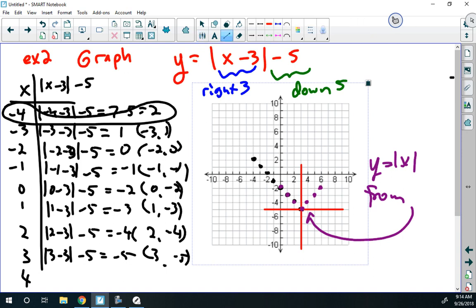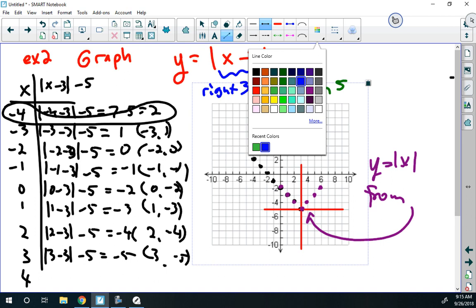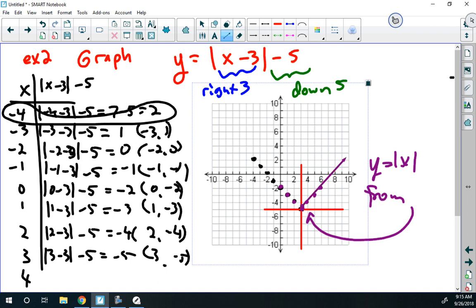Oh my gosh, dude, that would have been like so much faster if we could have just graphed it like that right from the beginning. That would have saved so much time. That would have been way easier.